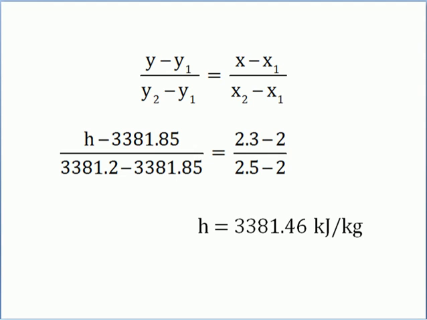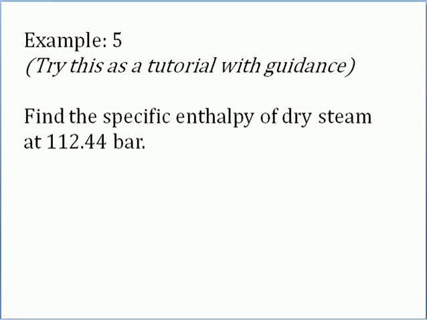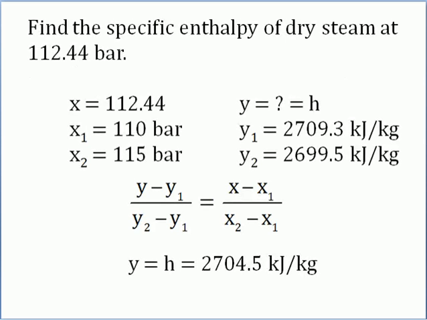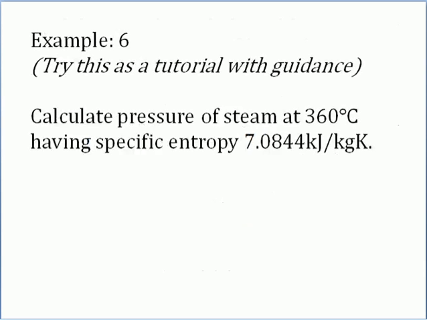Now let's try this example as a tutorial. I will guide you. Find the specific enthalpy of dry steam at 112.44 bar. In this case, the pressure terms are the known variable terms and the specific enthalpy are the unknown variable terms. Get the values from the steam tables and substitute in the formula, and you will get the final answer. Similarly, you have another example too.